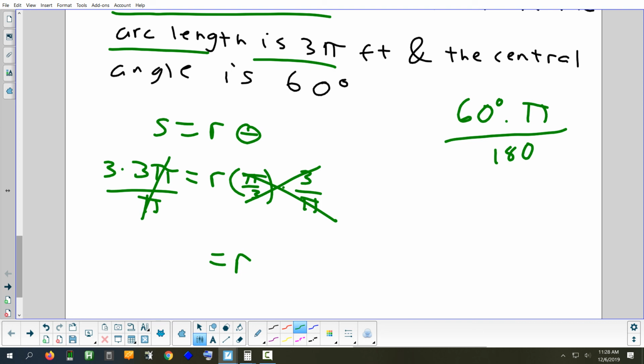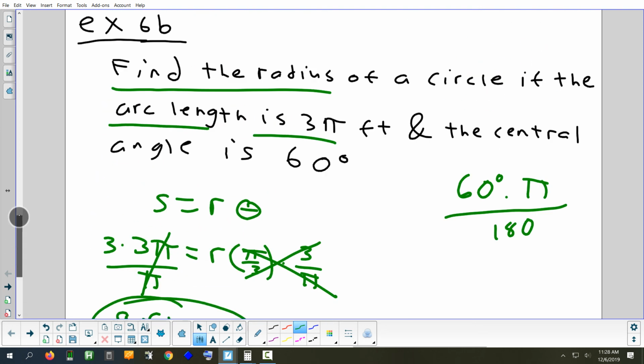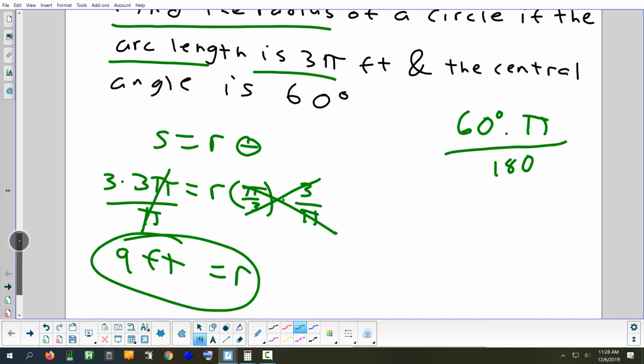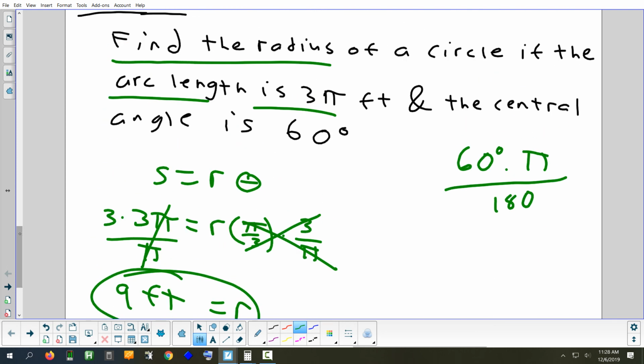9 feet. That's it. Okay, so a little bit, I'd say, trickier than the first one, because this time you had to change the angle to radians first and then use the formula.